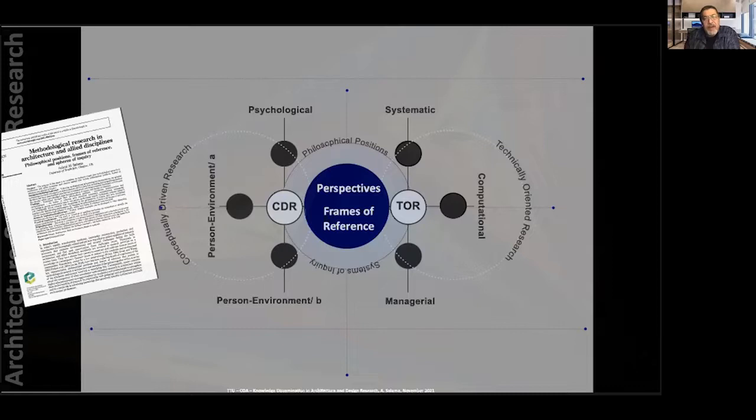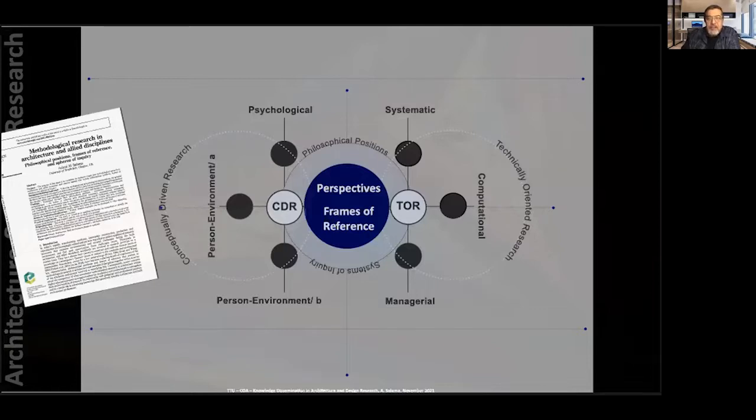Each one of them has frames of reference, and we can try to understand these frames of reference. For example, the technically oriented research has basically three frames of reference: systematic, computational, and managerial. And I'm gonna come to these. And these are also types of research. So it places emphasis on the process procedures as the primary basis of effective design.